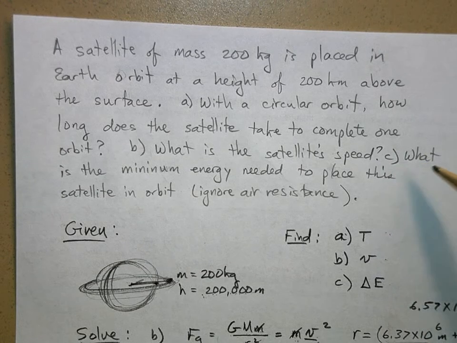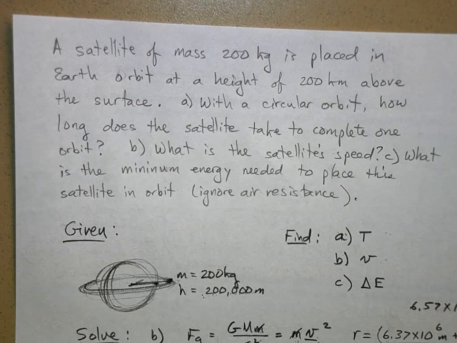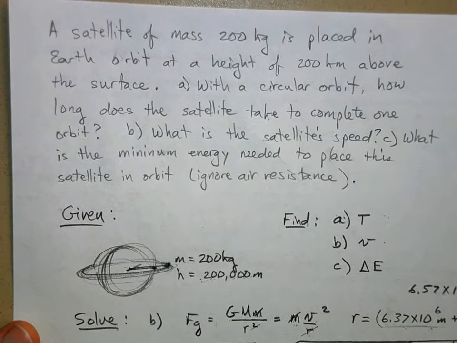And part C is most interesting. What is the minimum energy needed to place this satellite in orbit, ignoring air resistance, which is a big thing to ignore, but that's what we have to do in physics. So anyway, here's the given, find, and solve.